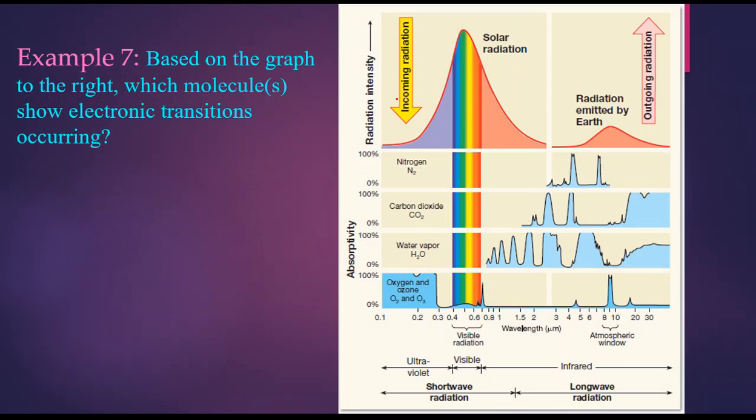Another type of question is they could give you a diagram showing you different absorptions for different molecules. Like here's nitrogen, here's carbon dioxide, here's water, here's oxygen and ozone. And you're looking at ultraviolet, visible, infrared on here, short wave radiation versus long wave. And these blue spikes here, this is just regular solar radiation, so this would be like the sun. But here, the nitrogen, carbon dioxide, water, and the oxygen. So on here, we're looking at the blue sections, which are showing the different absorptions at different wavelengths.